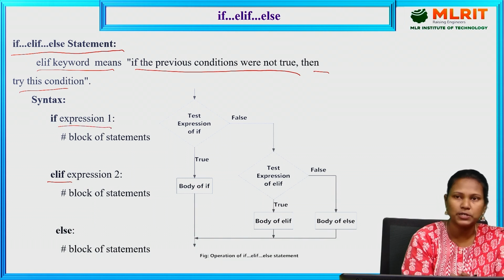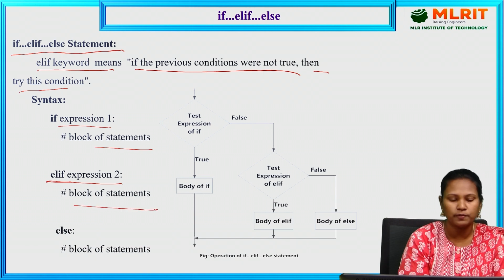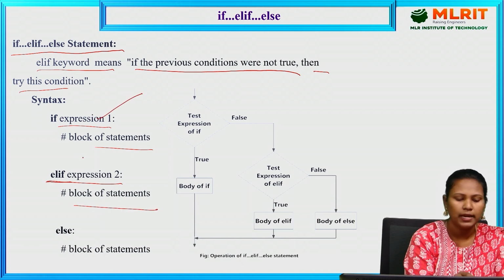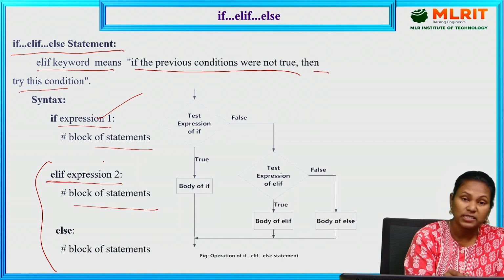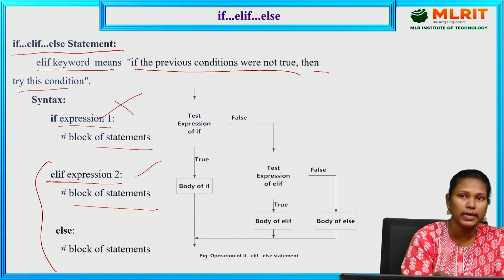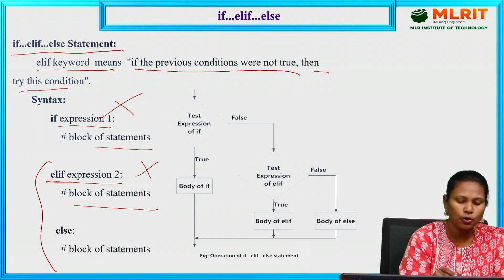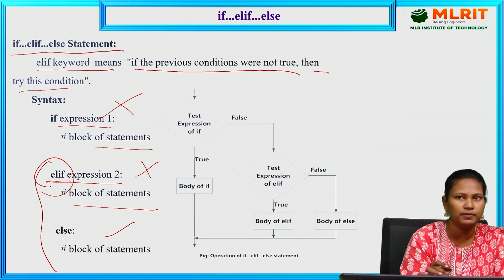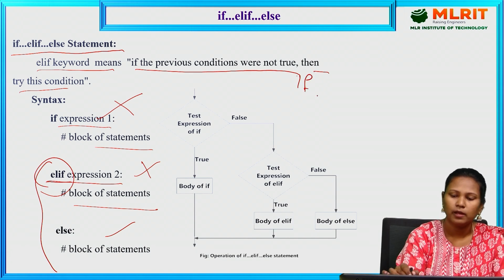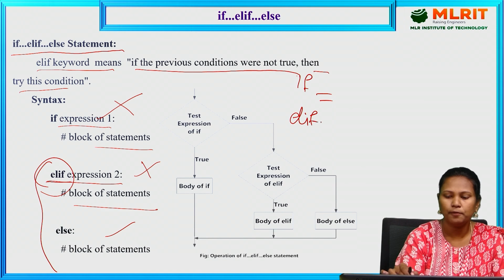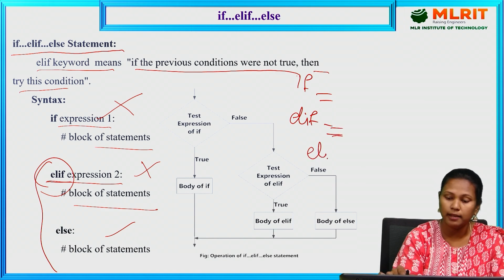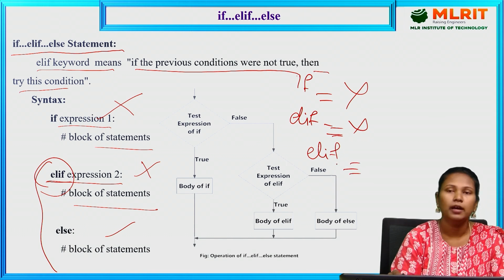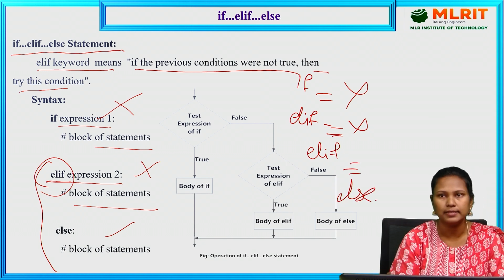So if expression 1, block of statements, elif expression 2, block of statements. If expression 1 is true, it does not go to the other block. If expression 1 is not true, it goes to expression 2 and checks. If it is not true, it goes to the else block. Here we can have n number of elifs: if block of statements, elif block of statements, again elif. If it is not true, again it goes to the next elif. If none is true, else.